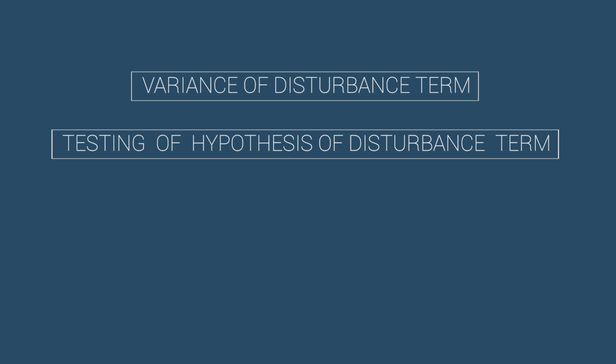Now we come to the summary of all the discussions that we did in this particular module. First of all, we have highlighted the variance of the disturbance term. The variance of the disturbance term is denoted by sigma square u, which may be known or unknown. If it is unknown, we have to take it from the sample variance, which is denoted by small s. Secondly, we looked at the hypothesis testing of the disturbance term, because this is implied whether we go for significance of mean or significance of variance.